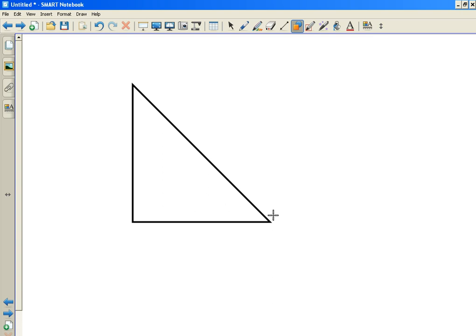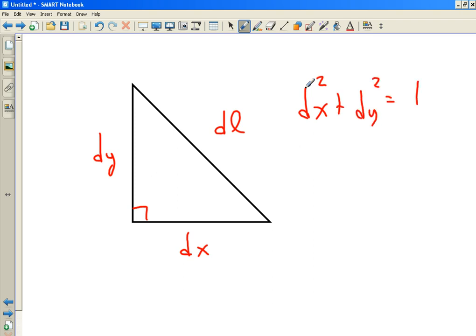Let's say this is the arc, the path that the particle is taking. I'm going to call that ds or dl for arc length, whatever you want to call it. This piece, I'll call dx. It's infinitesimally small. And this piece I'm going to call dy. There's a right angle here, a right triangle. So what's the relationship between these three quantities? Pythagoras: dx squared plus dy squared equals dl squared.